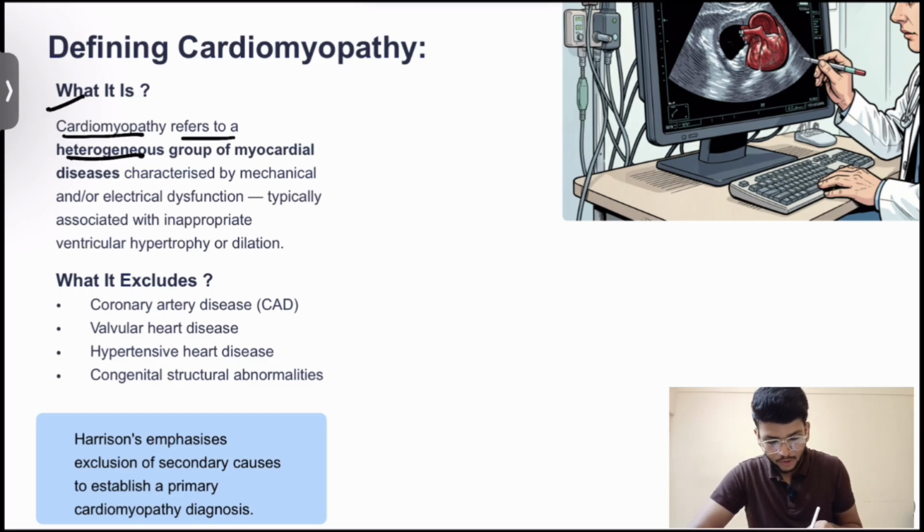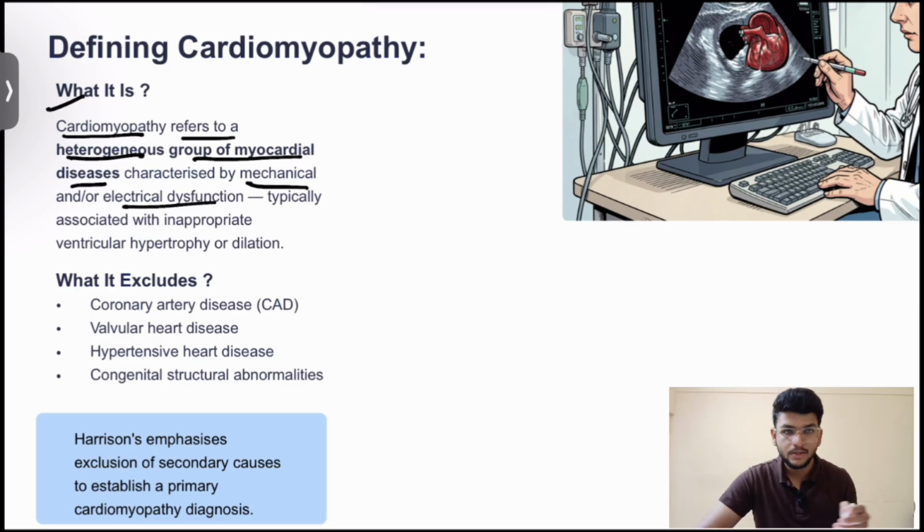Cardiomyopathy refers to the heterogeneous group of myocardial diseases characterized by mechanical or electrical dysfunction, typically associated with inappropriate ventricular hypertrophy or dilation. It is basically a group of disorders wherein electrical or mechanical dysfunction in the heart occurs and leads to ventricular hypertrophy or dilation of the ventricles.